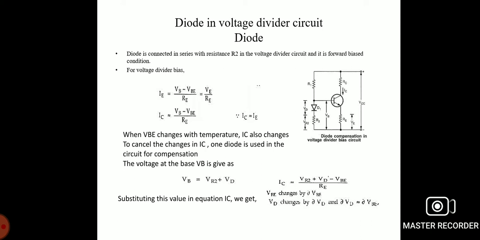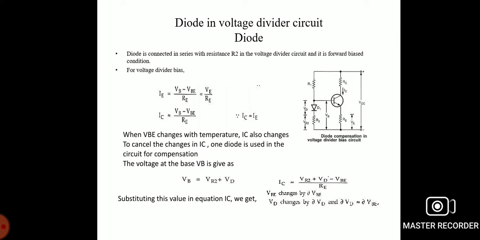The base voltage is given as the voltage across R2 plus the diode voltage. Now we can consolidate the output current: the collector current is equal to the voltage across R2, that is the base resistance, and also the emitter resistance is there, plus the diode voltage minus the base-emitter voltage, divided by Re. This is the output current of the diode compensation technique.